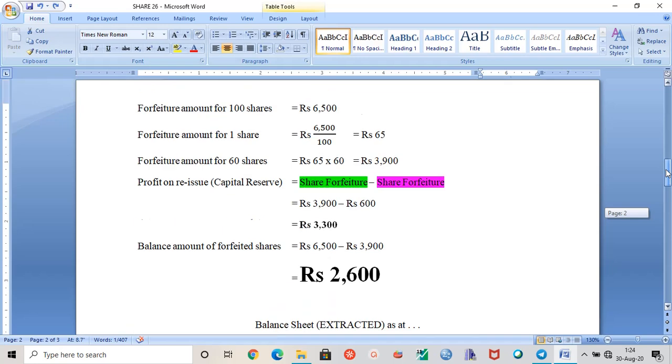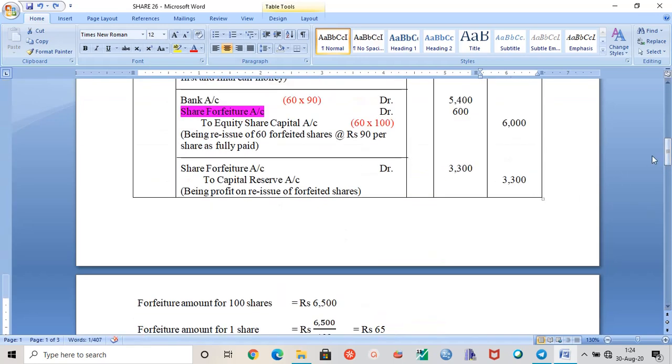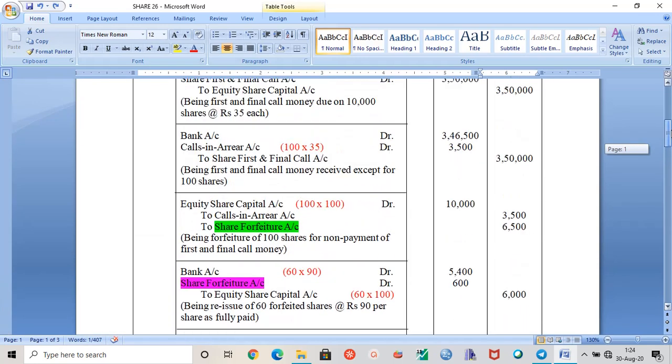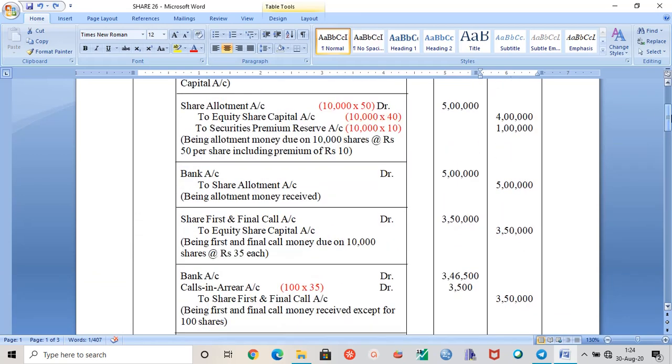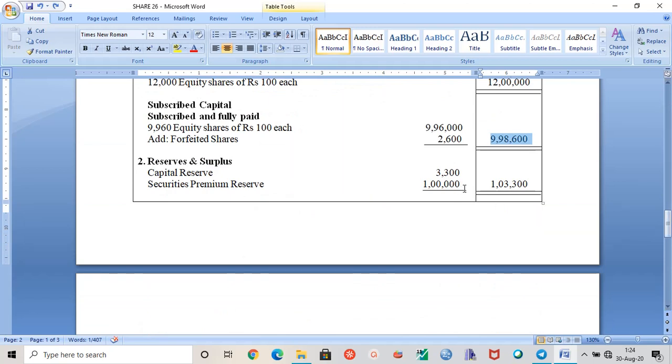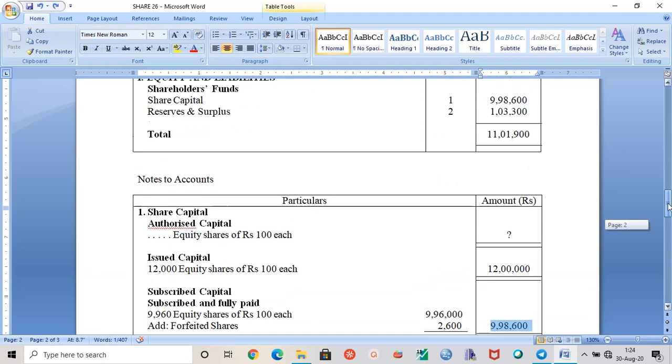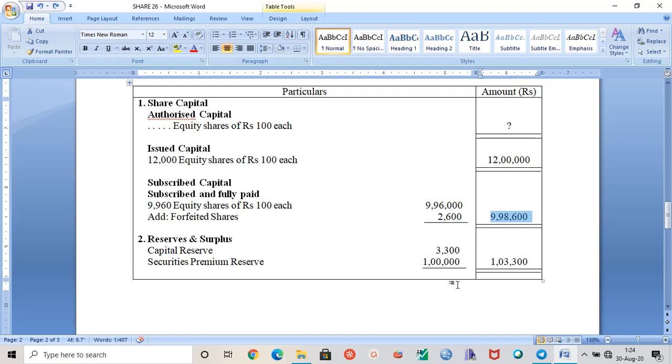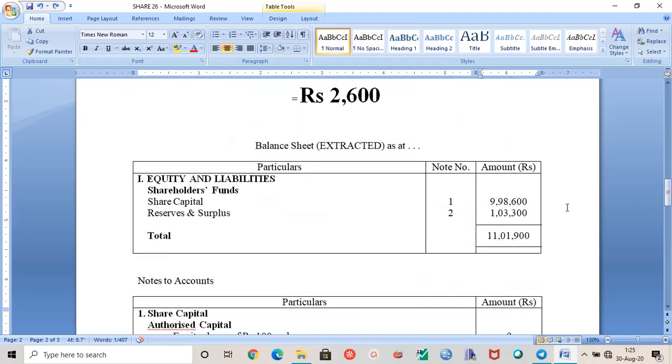And we have capital reserve. You can see the last entry, 3,300, for capital reserve, and for SPR we can see the third entry. Here we have 1 lakh, so 1 lakh plus 3,300 will be 1 lakh 3,300. Now we come to know what the amounts are here: 998,600 for share capital, and for reserves and surplus we have 1 lakh 3,300. Once we come to know the amounts, please write them up here. You can write the total also. So this is your question number 26.